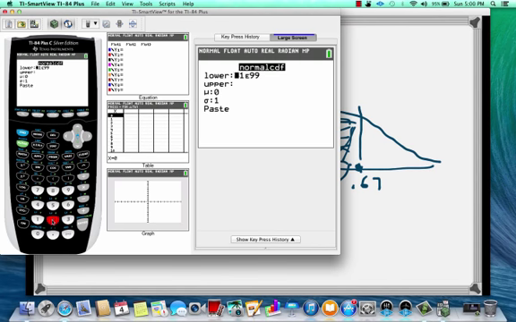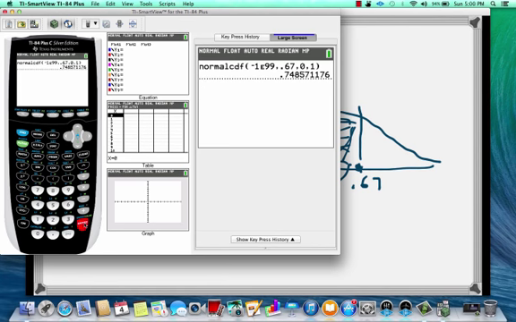Now, since we're looking to the left, notice I put -1 E99, and the upper is actually going to be my z-score, because you're setting a boundary anyway, all the way to the left, infinity, all the way up to 0.67. So I'll enter 0.67. After we standardize, our mu is 0 and our standard deviation is 1. So let's go down to paste, click on paste, and then hit enter.